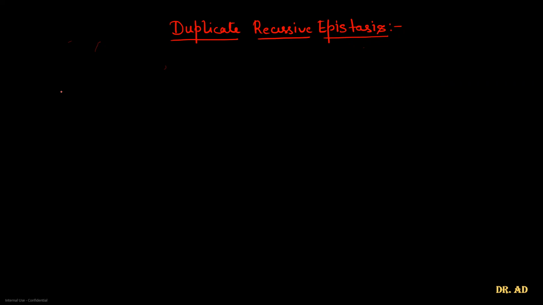So in duplicate recessive epistasis, here we will see how the dihybrid cross ratio, that is 9:3:3:1, gets modified to 9:7. Now how is this happening? We'll look into it now.